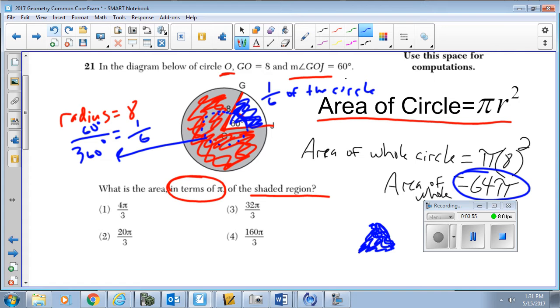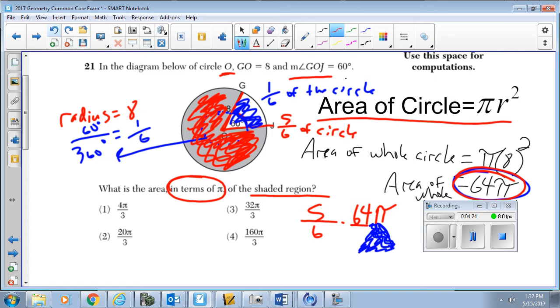That means that the red part is actually 5/6 of the circle, right? Because 5/6 and 1/6 will give you the whole thing. So we have 5/6 of the circle. So this red part here composes 5/6 of the circle. And if the entire area is 64 pi, we're just going to do 5/6 times 64 pi. All right? So how you're going to do that? We can put that over 1. So we're going to have 64 times 5.